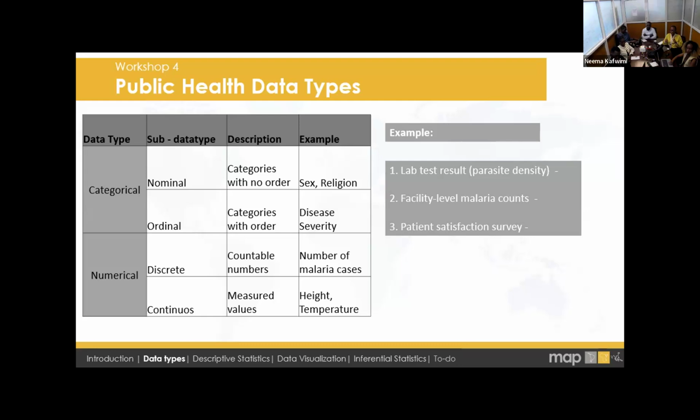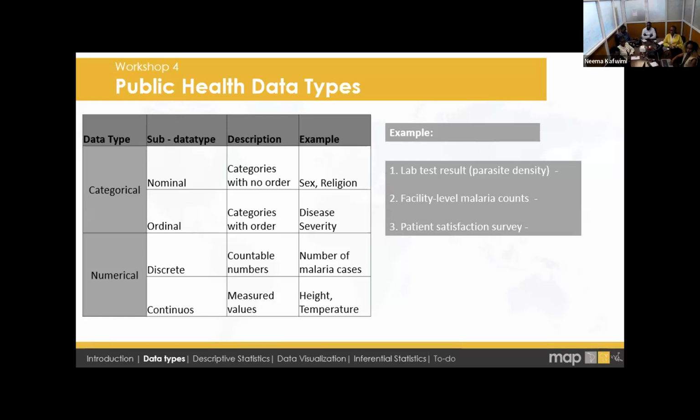In contrast, the ordinal categorical data types are the ones which require a particular order. For example, disease severity, or when you're dealing with linear scales: low, middle, and high. So there is a particular order that should be followed.